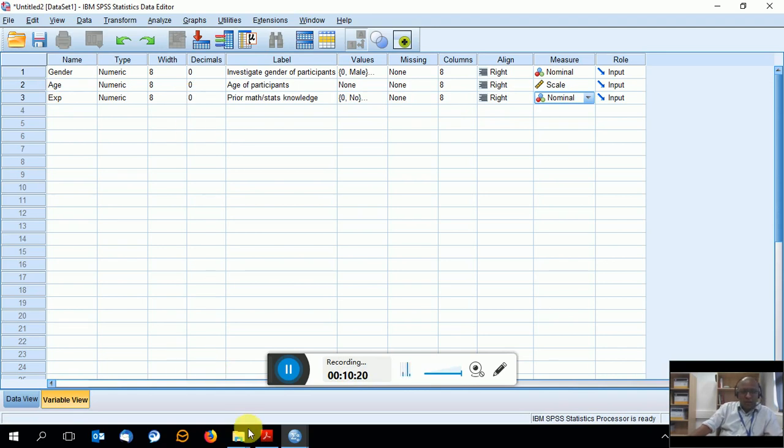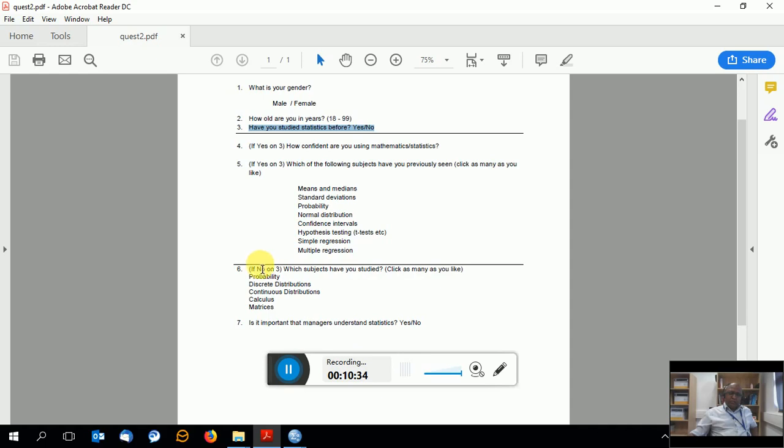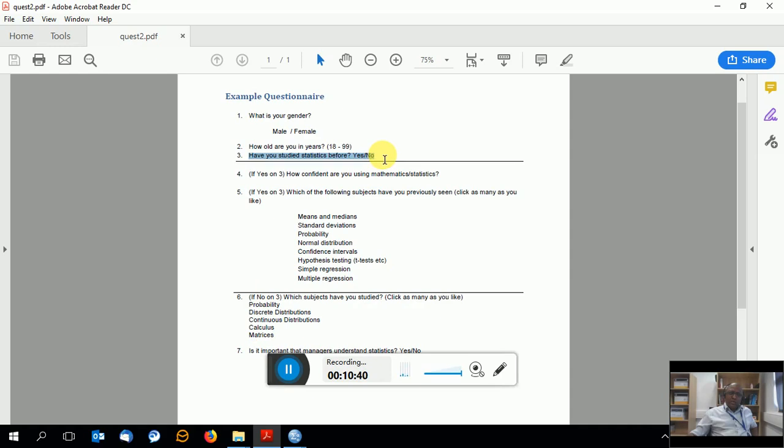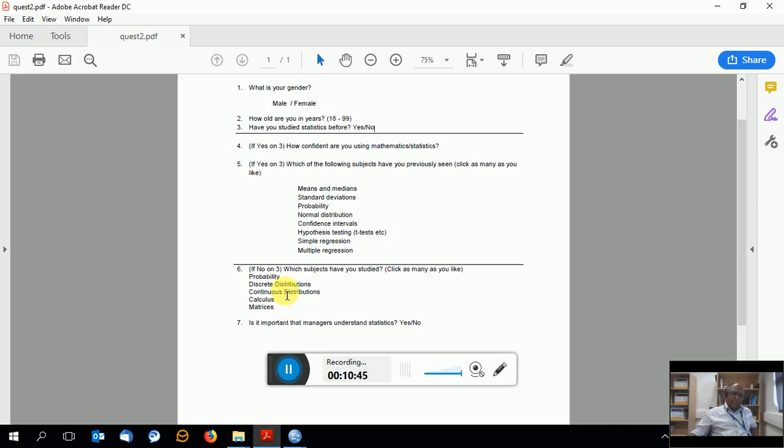Okay. Now before I move on, let's come back to this question. This is what I call a branching question, which means that if someone answers yes, then that person will go to question number 4 and question number 5, and ignore question number 6 and go to question number 7. If someone answers no, then clearly the person will go to question number 6 and then question number 7 straight. So this is the definition of how a branching question looks, and it depends on what the participant answers.